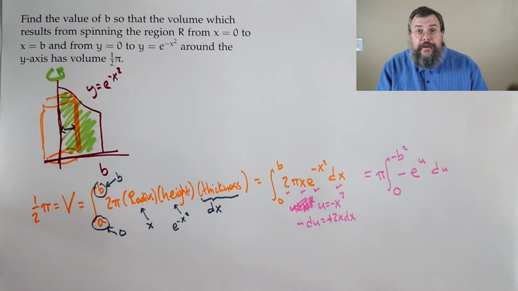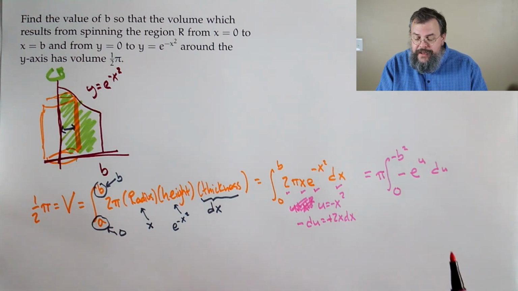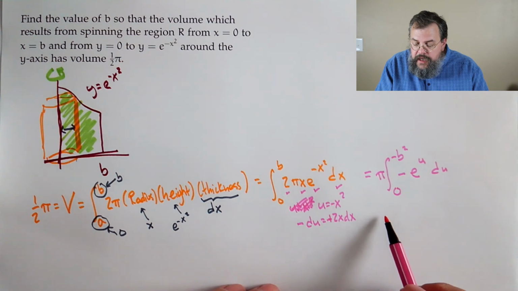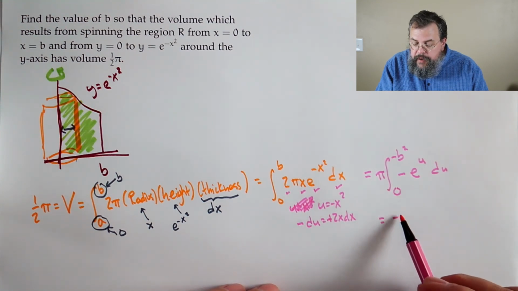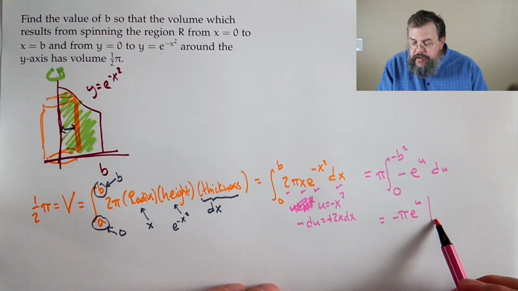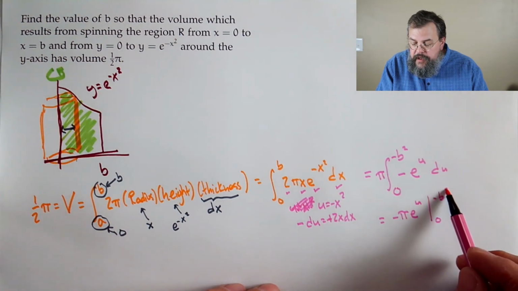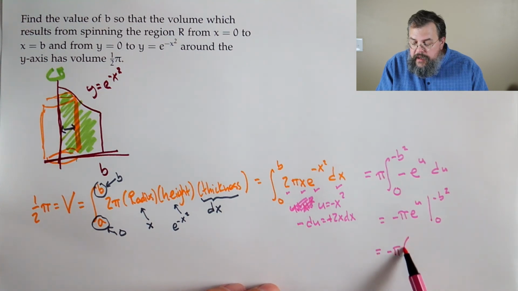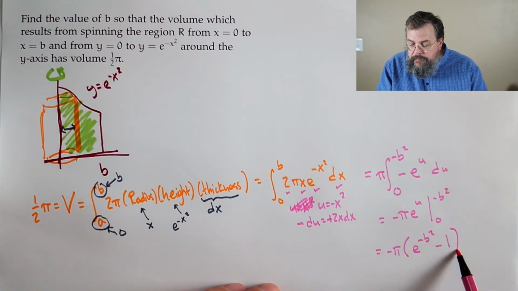Now, this is an integral we can do. So let's integrate. This would be minus pi e to the u evaluated from 0 to negative b squared. Or that's minus pi times e to the minus b squared minus e to 0, which is 1.